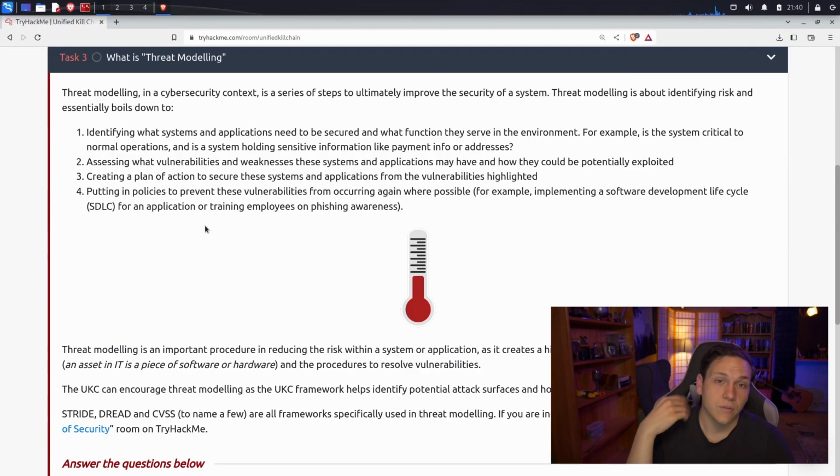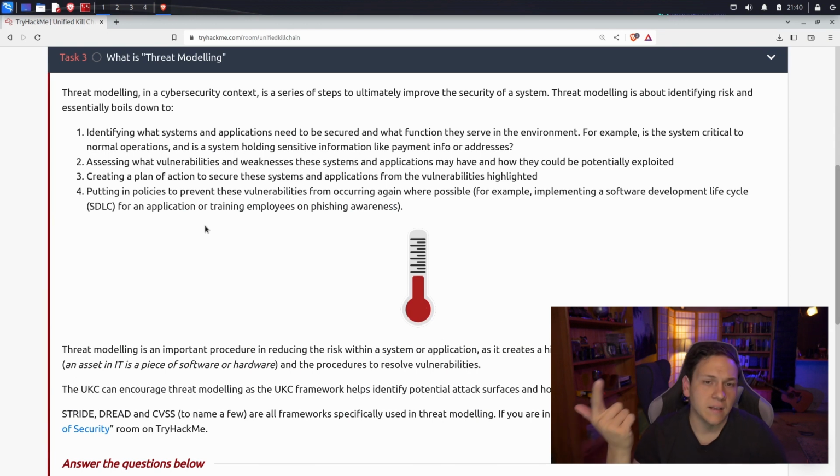What is threat modeling? Threat modeling in a cybersecurity context is a series of steps to ultimately improve the security of a system. Threat modeling is about identifying risk and essentially boils down to, number 1, identifying what systems and applications need to be secured and what function they serve in the environment. For example, is a system critical to normal operations? And is a system holding sensitive information like payment info or addresses?